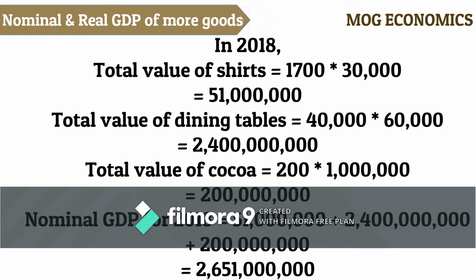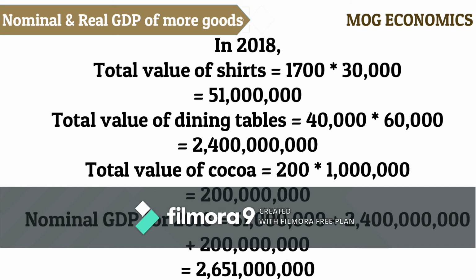So what then is the nominal GDP? The nominal GDP is simply the current price of all of these products respectively multiplied by their current quantities. In other words, it means the current price of shirts multiplied by the quantity of shirts, plus the current price of dining tables multiplied by the quantity of dining tables, plus the current price of cocoa multiplied by the quantity of cocoa.